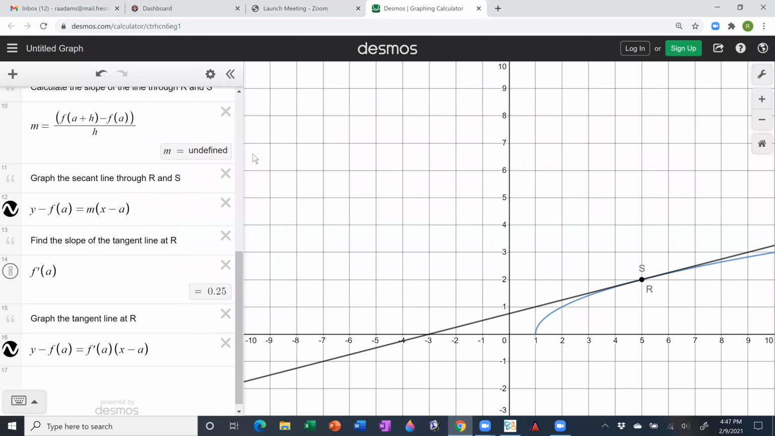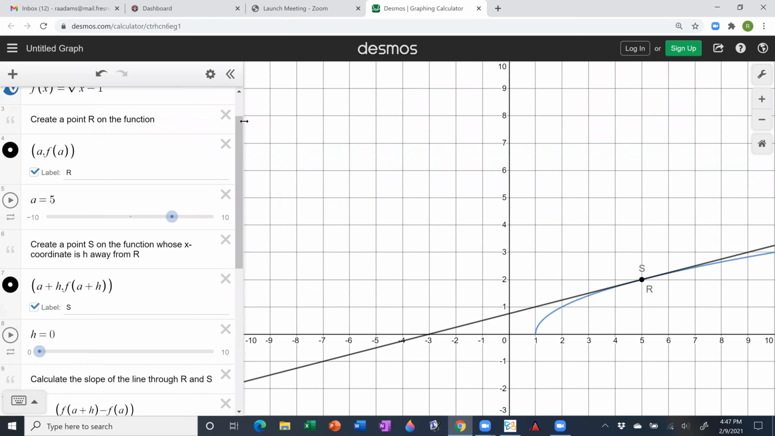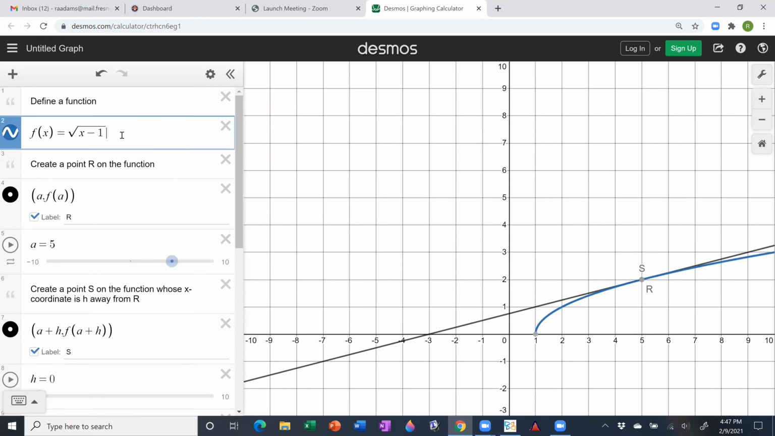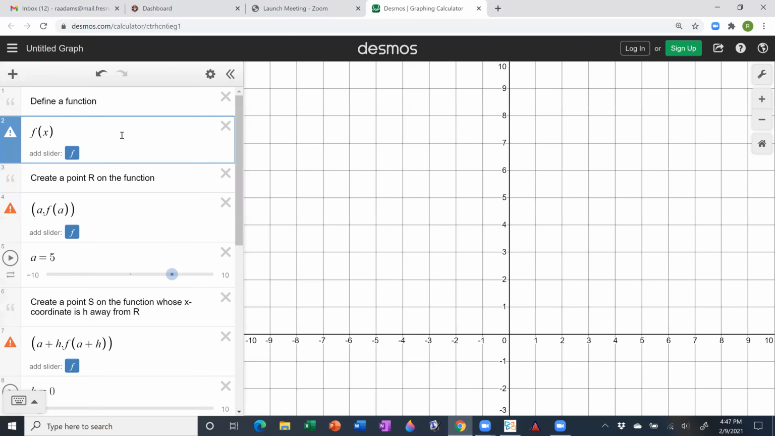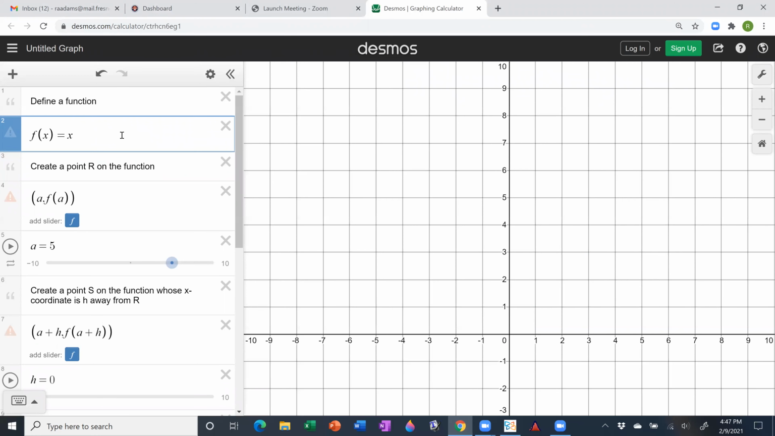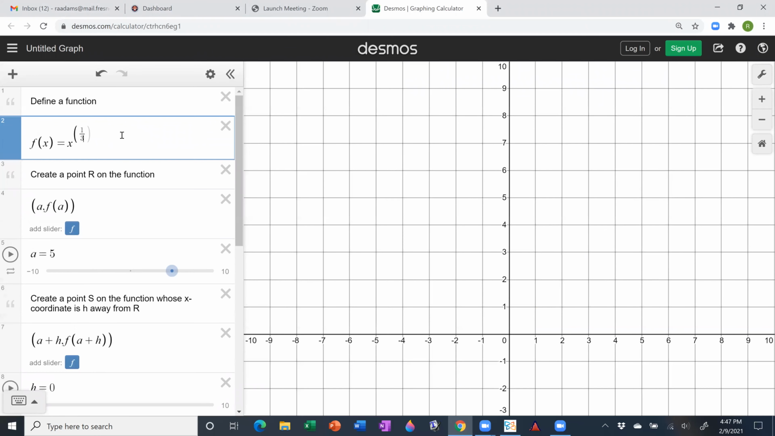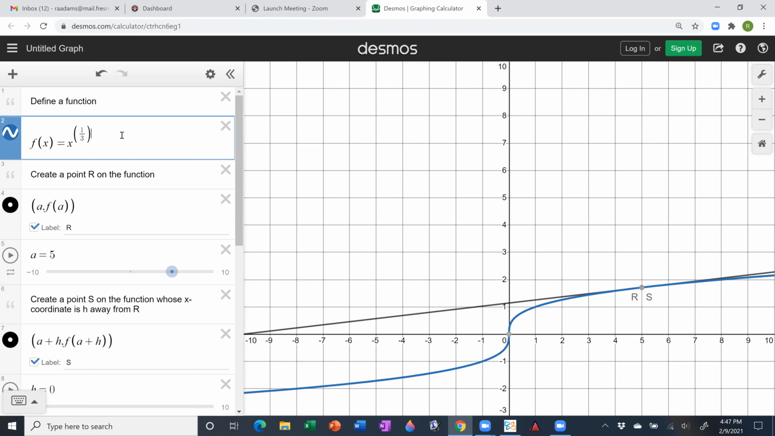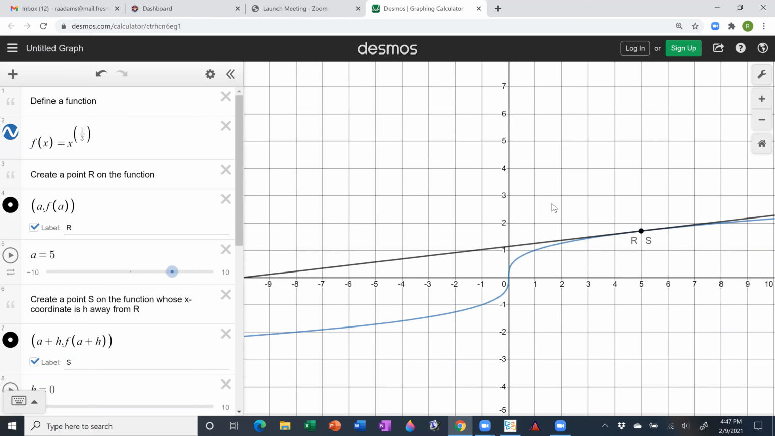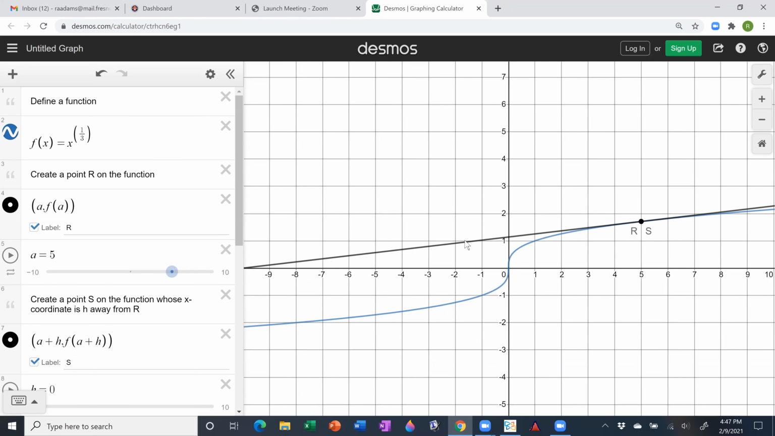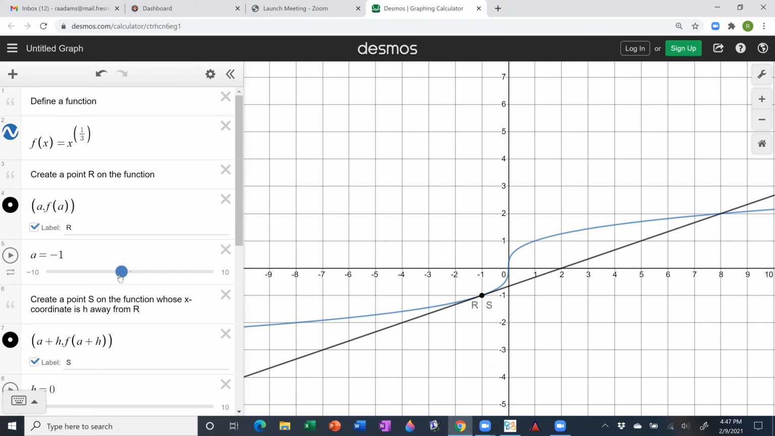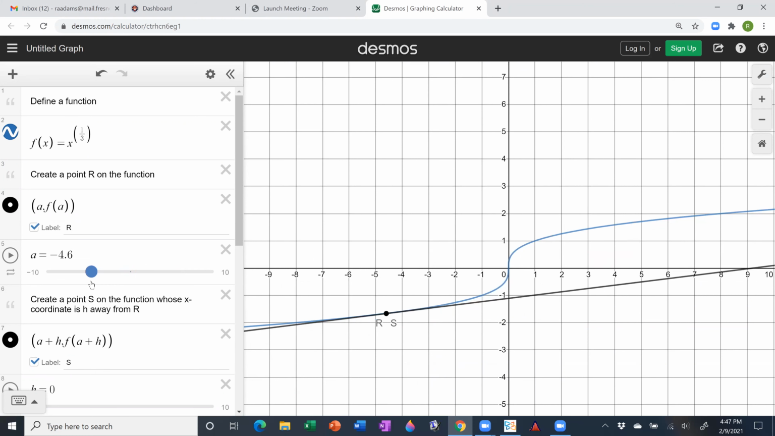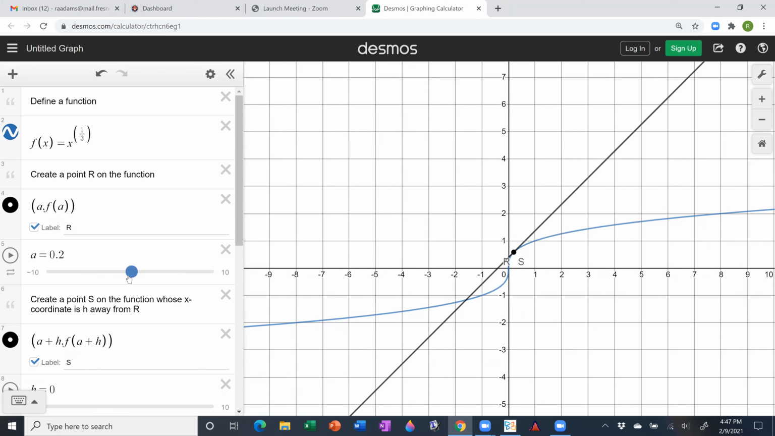Going back to Desmos, I think it will break if I try to change the function. Again, I invite you to go ahead and change that function. It was x to the 1/3. Okay, so here's the function. Right now I've got it set with a as 5, but notice that you can get a tangent line that tells you the slope anywhere you want, but look at how it starts getting perfectly straight up and down.